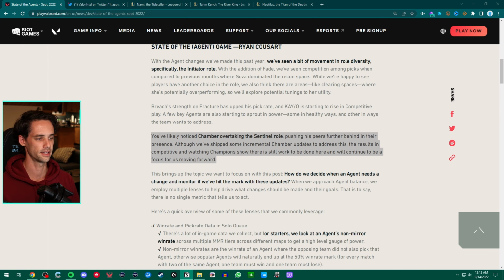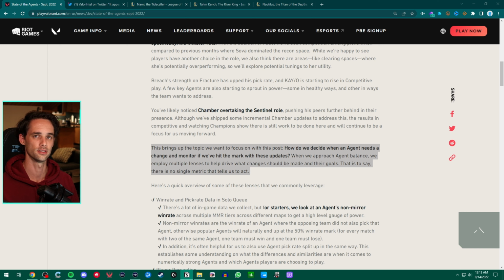Next, they hint at a second Chamber nerf coming, since he is still stronger than other Sentinels like Cypher. Speaking of Cypher, there's a little nugget for him at the end of the post that we'll talk about in a couple minutes. Riot goes into what they want to focus on for the remainder of the post, how they decide when an agent needs a change, and monitor if they've hit the mark with the updates.